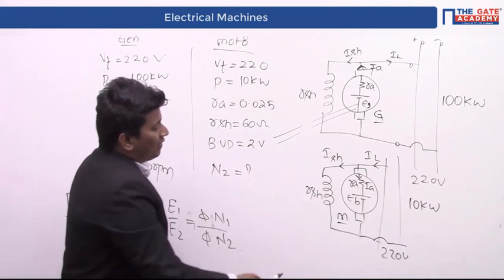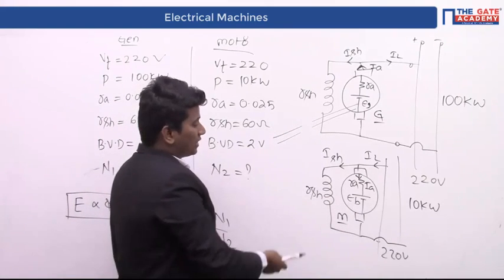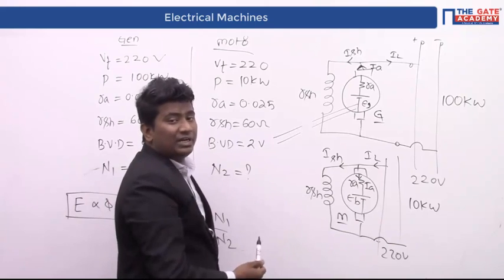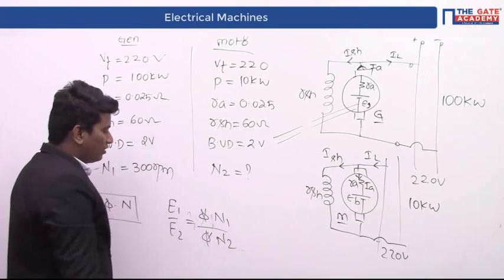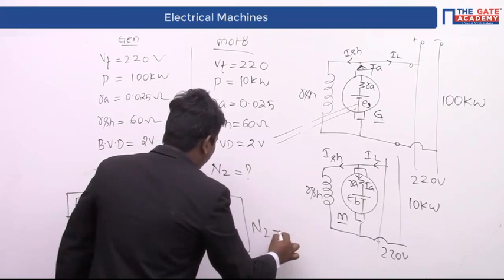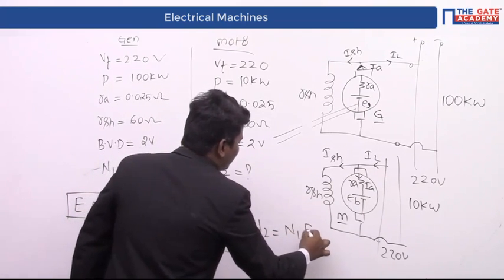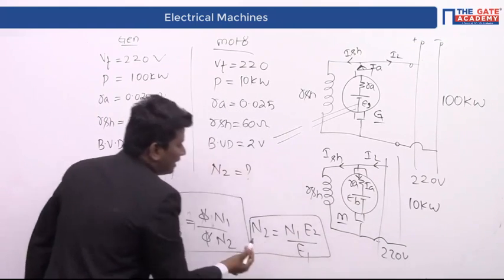Because if it acts as a generator, its field remains the same. If it acts as a motor, its field also remains the same. Therefore, flux is constant. So what is your new speed? N2 is equal to N1 E2 by E1. So your objective is to find N2.